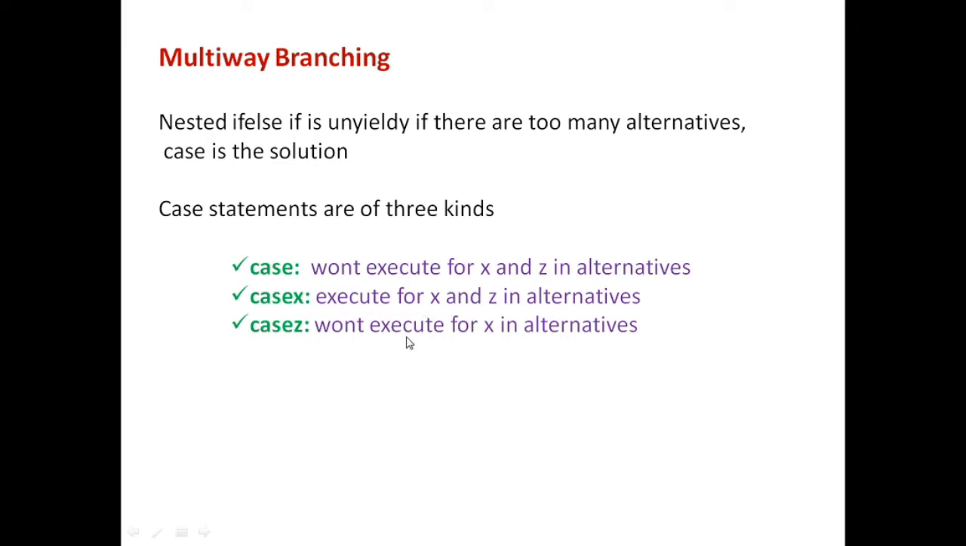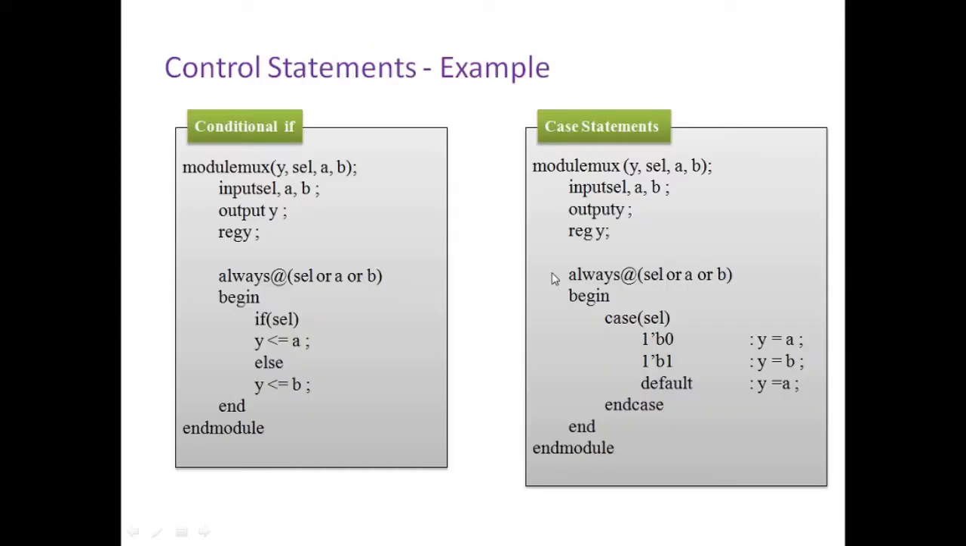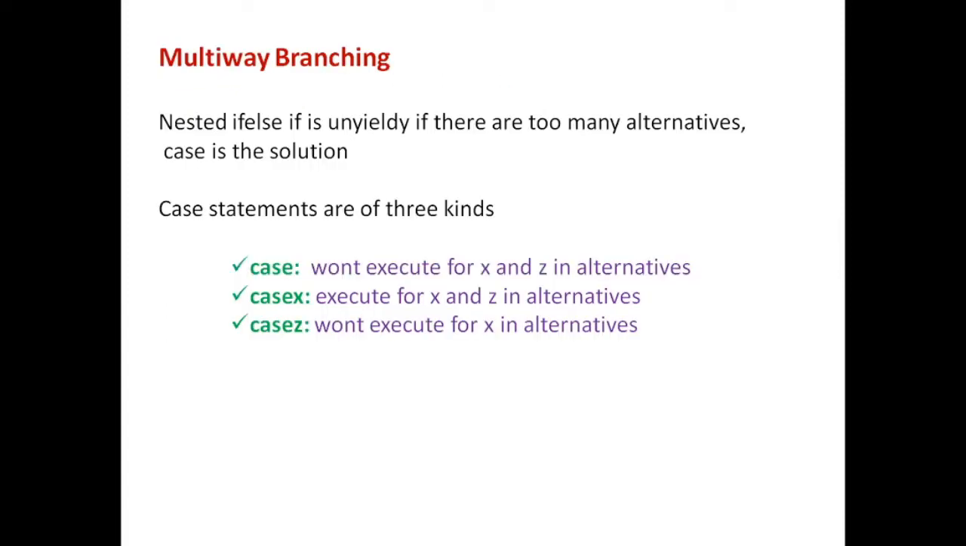Before explaining it in the programming code, you need to remember one point: the case statement will not execute for X and Z in alternatives. For example, if case of cell is there, this is my expression, SCL is the expression. So in these alternatives, if I have 1 bit binary X or 1 bit binary Z, that means I am going to get a bug in my program, so it will never be getting executed.